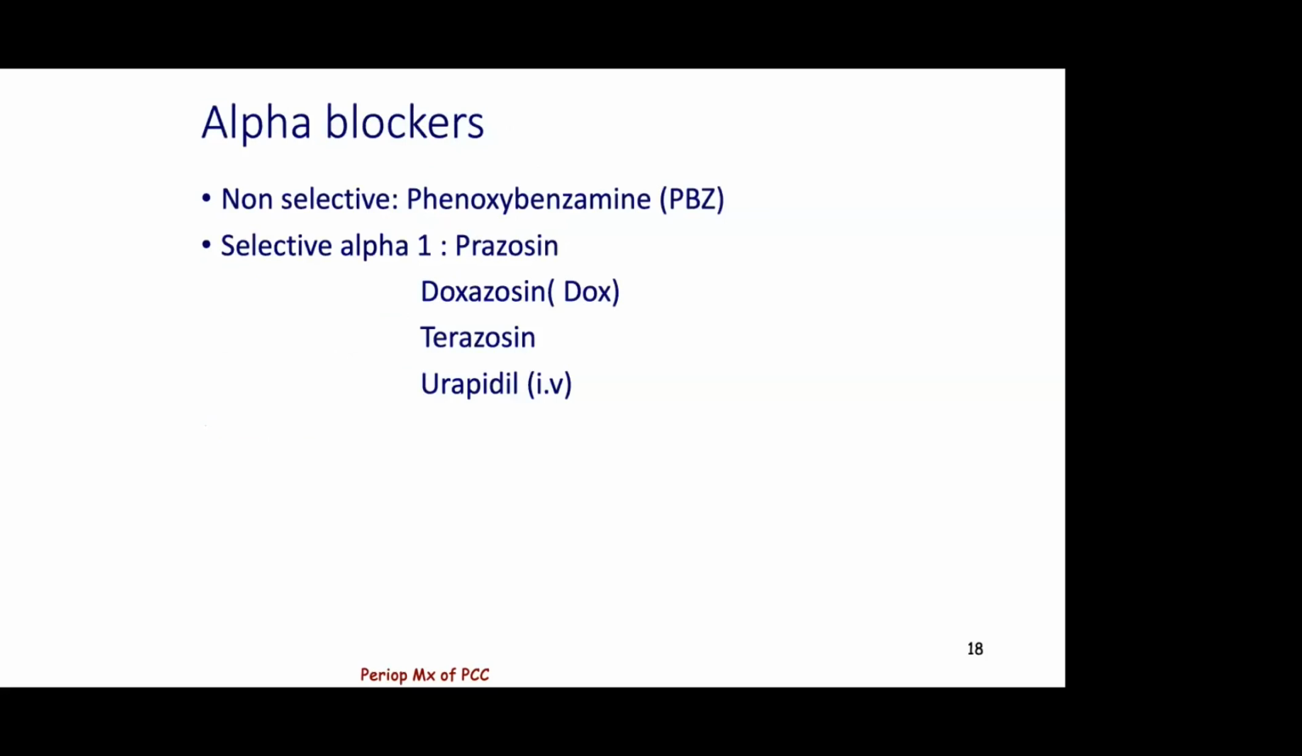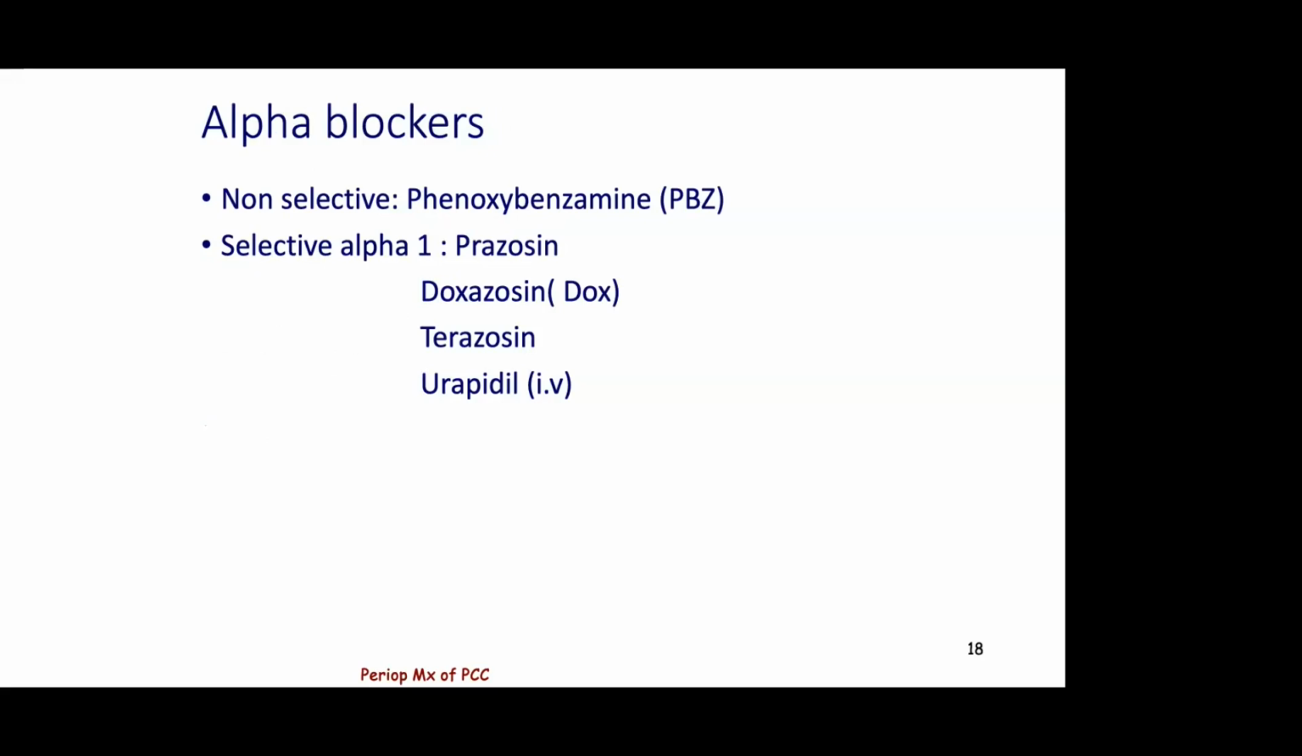One is non-selective and the other is selective. Non-selective phenoxybenzamine is the drug that is in clinical use. The availability is an issue, but it is available with a little effort, and it's slightly costlier than prazosin, but there are some advantages, as I'm going to enumerate in the coming slides.